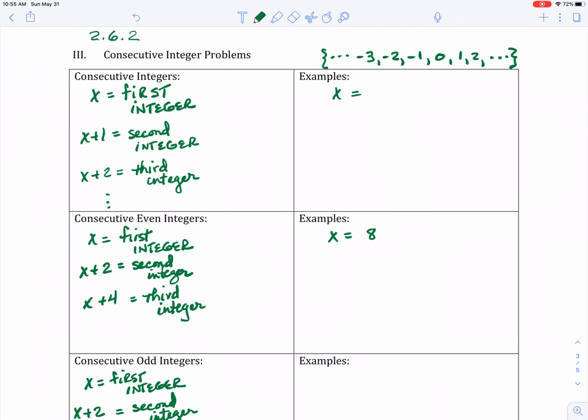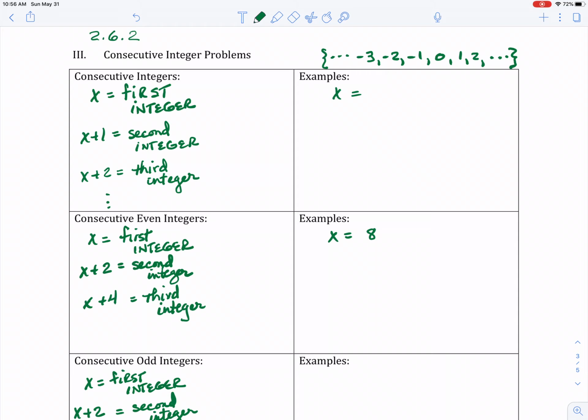Okay, this is still in section 2.6. We're still working with word problems and setting up equations. This is an important little section on consecutive integers. An integer is a whole value.